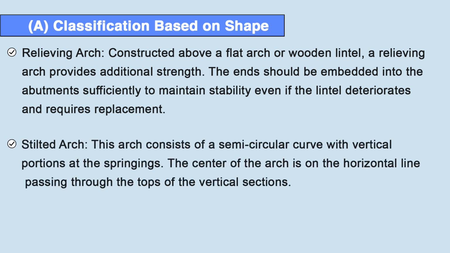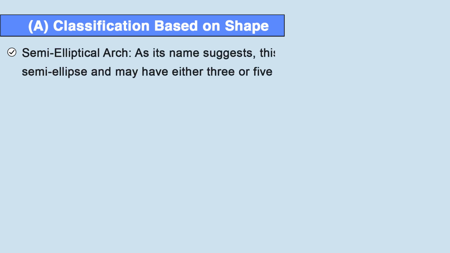Next one is the stilted arch. This arch consists of a semicircular curve with vertical portions at the springings. The center of the arch is on the horizontal line passing through the tops of the vertical sections. Next one is the semi-elliptical arch. As its name suggests, this arch is shaped like a semi-ellipse and may have either 3 or 5 centers.